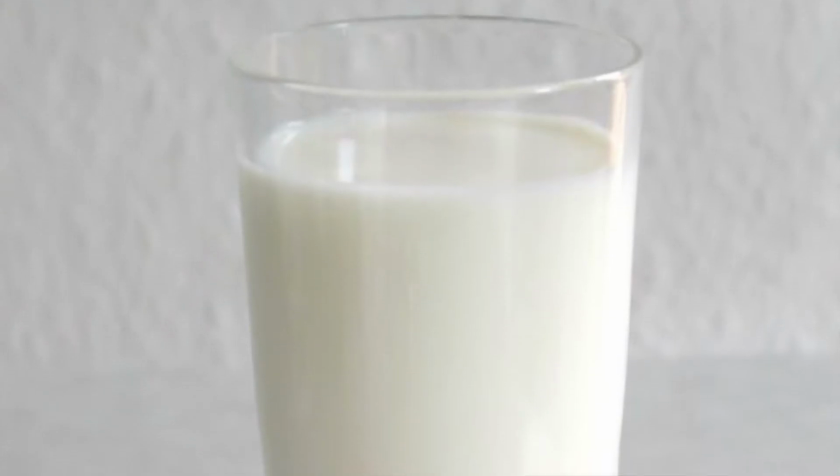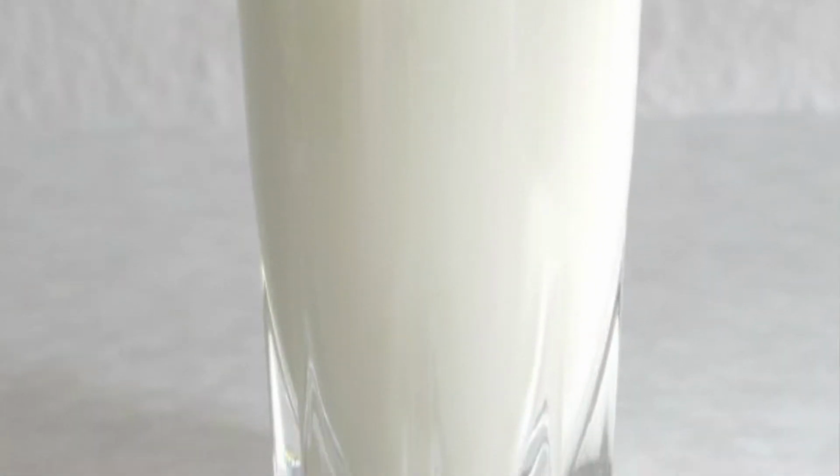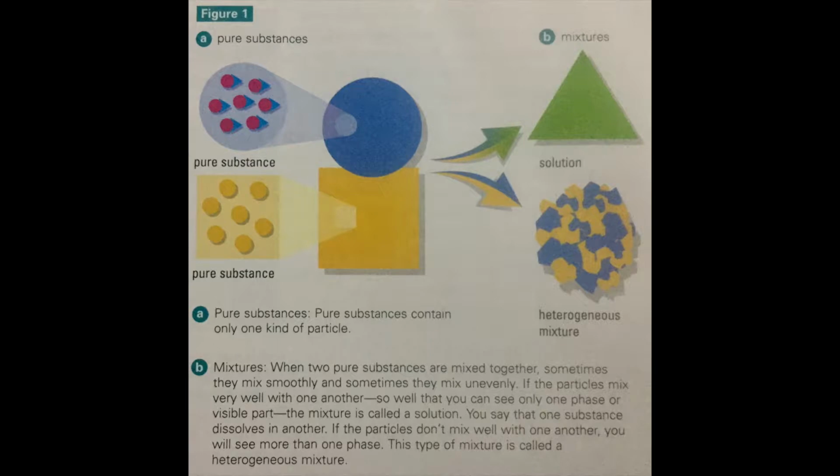A mixture contains at least 2 different pure substances or 2 different types of particles. When you drink a glass of milk or eat a cookie, you're consuming mixtures of different substances. Most common substances are mixtures. Figure 1 shows the relationship between substances and mixtures. All right, let's look at Figure 1.